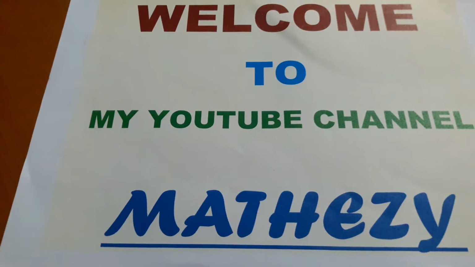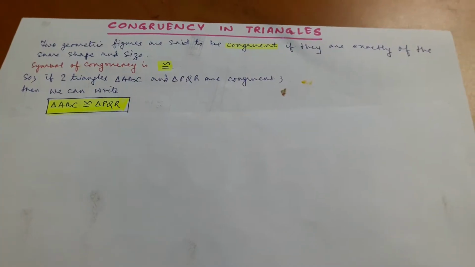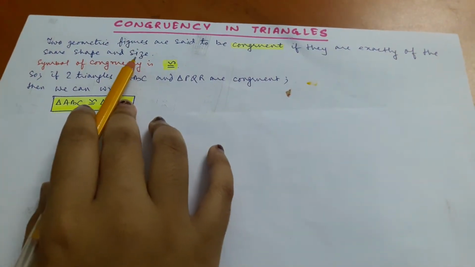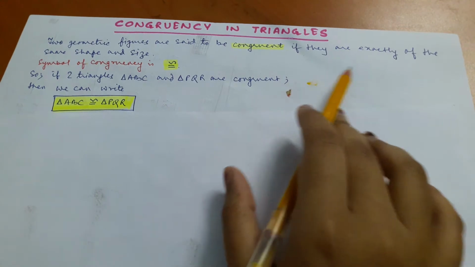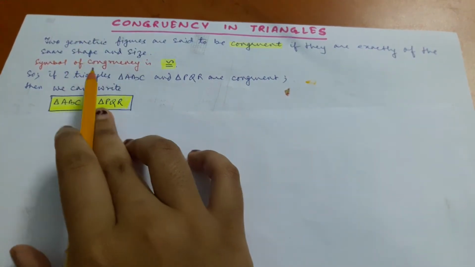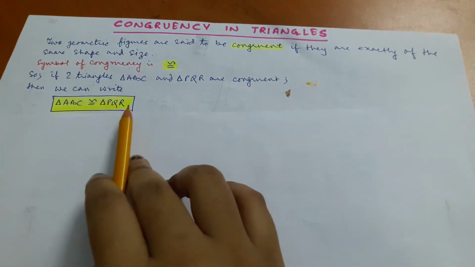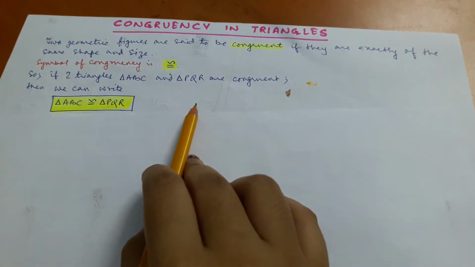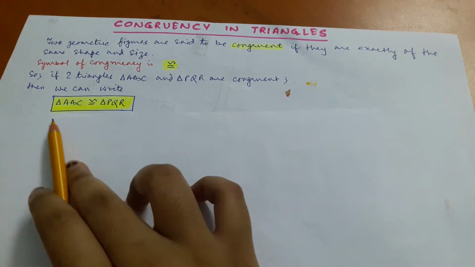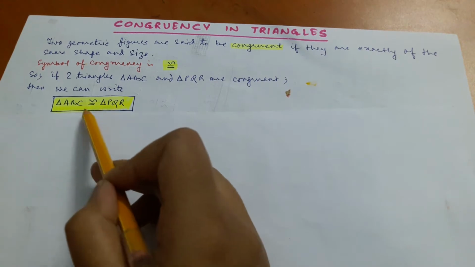In this video, we will be discussing congruency of triangles. So look at this. Two geometric figures are said to be congruent if they are exactly of the same shape and size. And the symbol of congruency is this. So if two triangles, triangle ABC and triangle PQR are congruent, then we can write triangle ABC is congruent to triangle PQR.